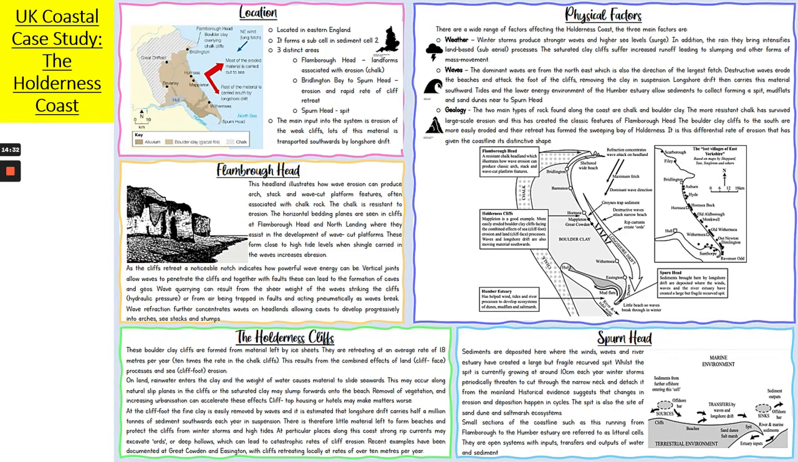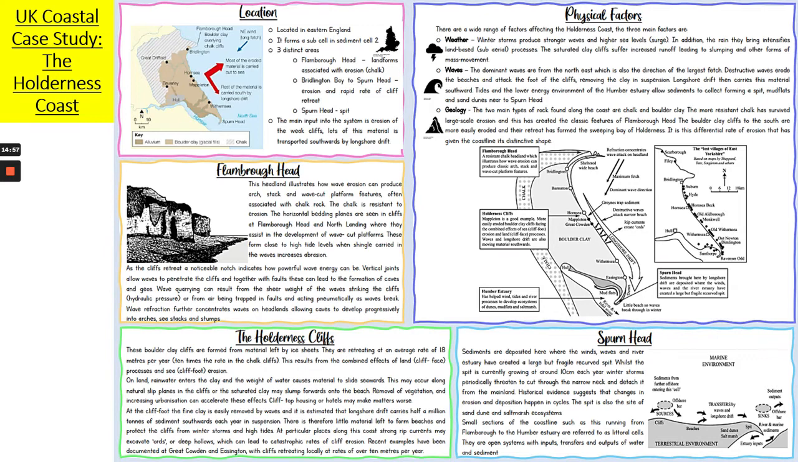So of course we're talking about the east coast of England. We're talking about sediment cell 2, as we referred to earlier. We're specifically talking about places like Flamborough Head, Bridlington Bay and Spurn Head. They are three key areas of input, process and output. Now the physical factors that affect the Holderness coast are in three main stages. The weather.